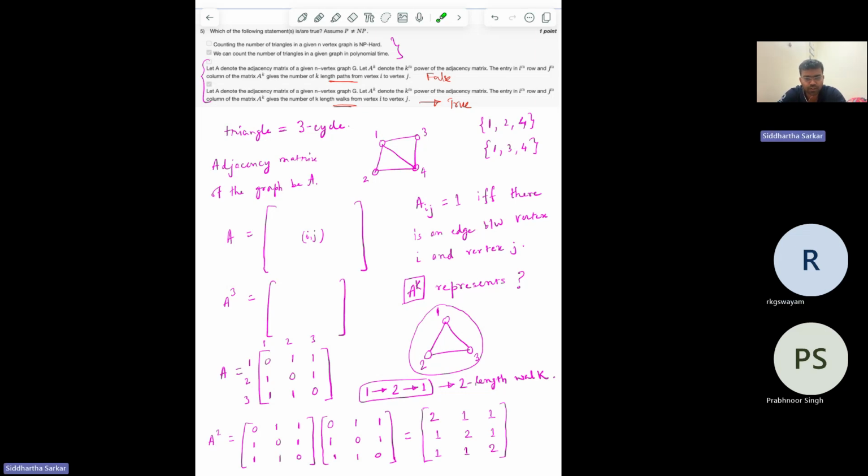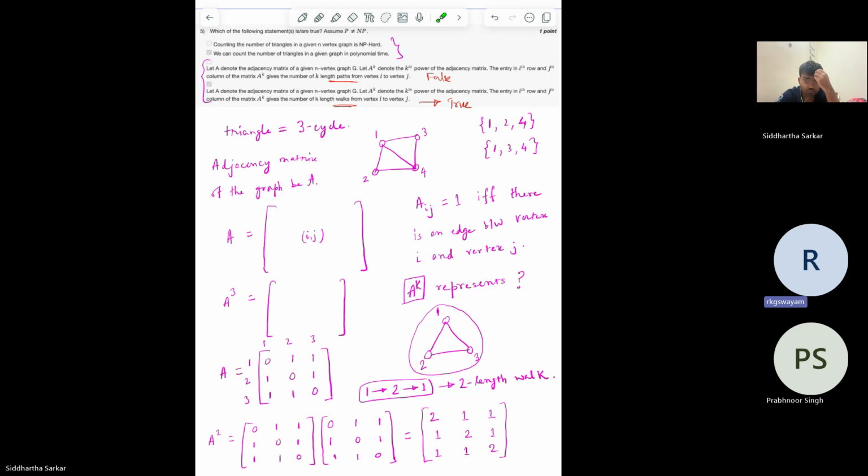I will do it quickly. While computing A3, I think we would be taking the product of A with A square and not A square with A. If we follow this, the first entry, the first row and the first column, will become 2. So the first entry of A3 would be 2.